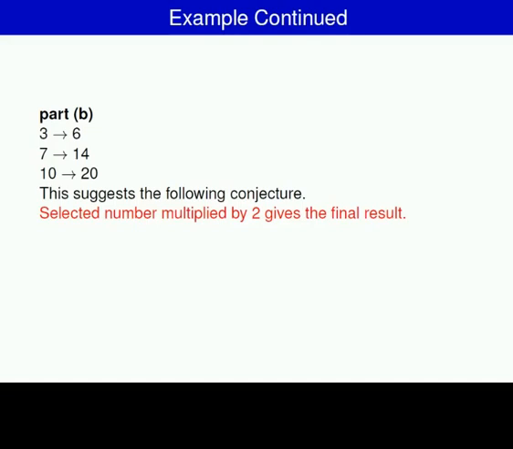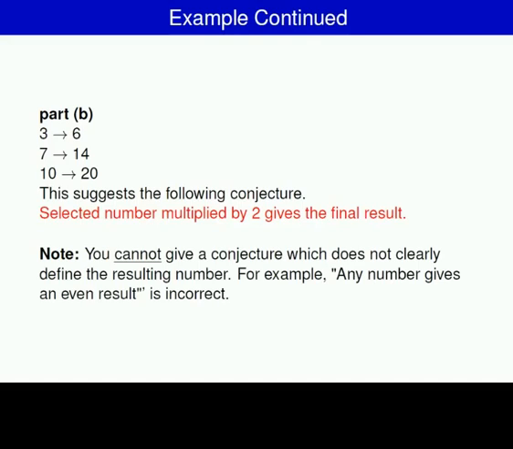Here's an example of what is not acceptable. Any number given gives an even result. That doesn't work because if I give you a number, say 15, you cannot tell me exactly what you get as a result. Getting an even number doesn't tell me what that even number is. So that's not acceptable. There are a lot of unacceptable answers, like the result is larger than the starting number. That wouldn't work because there are so many larger numbers, so many possibilities. It's not clearly telling me what I'm going to get.